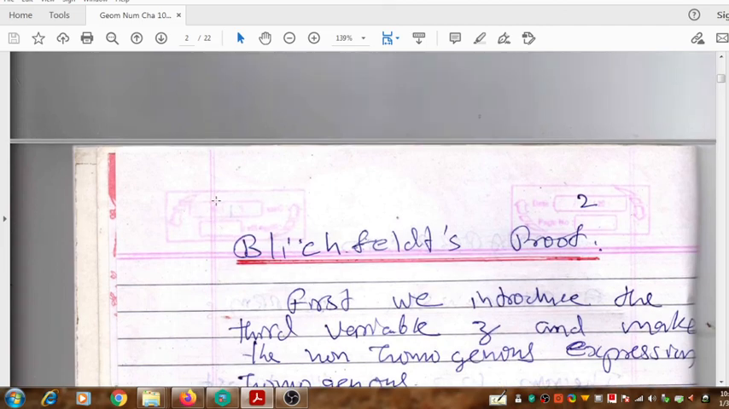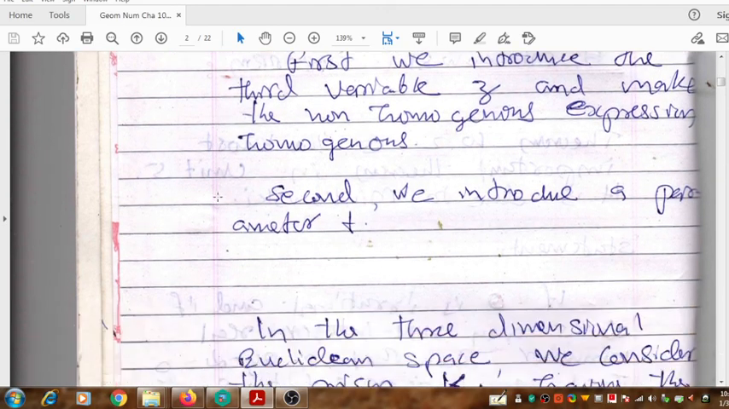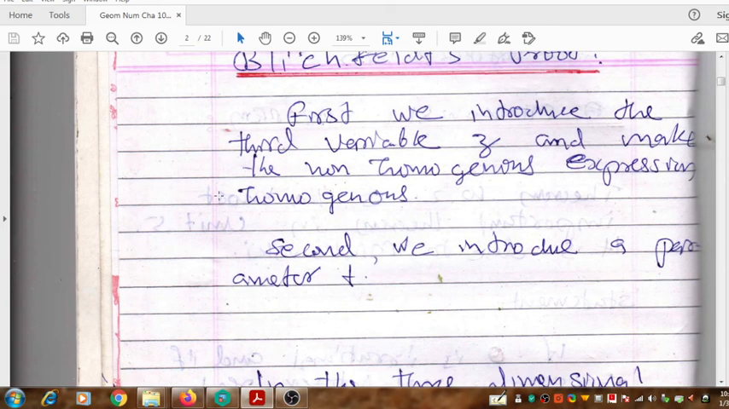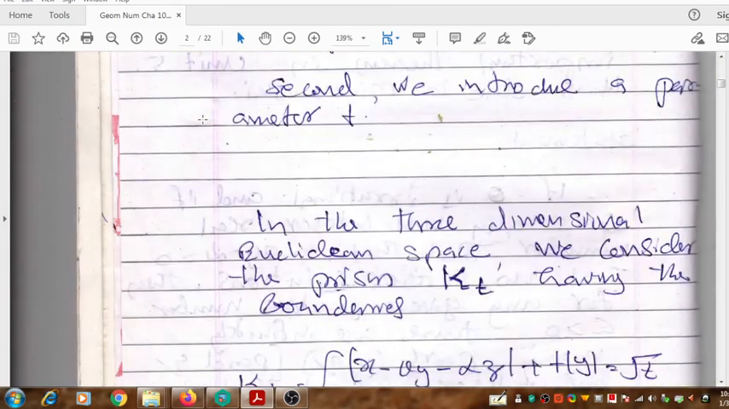The proof is due to Blichfeldt, and the proof is completely given in chapter 10. To develop the steps of the proof, we introduce a third variable z and make the non-homogeneous equation homogeneous.